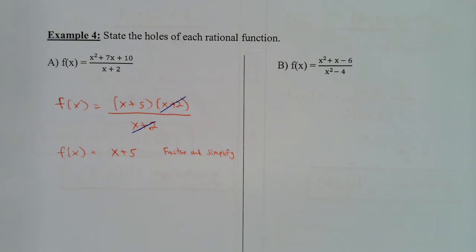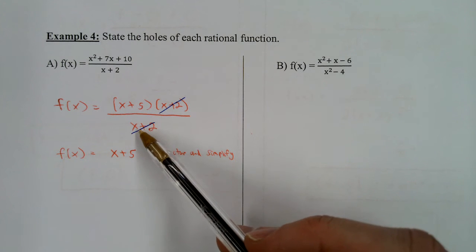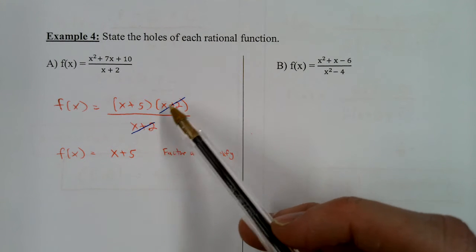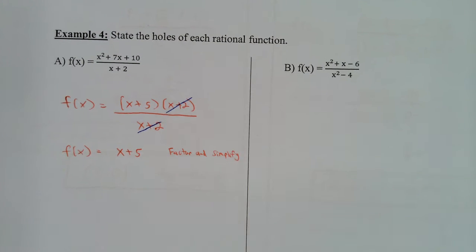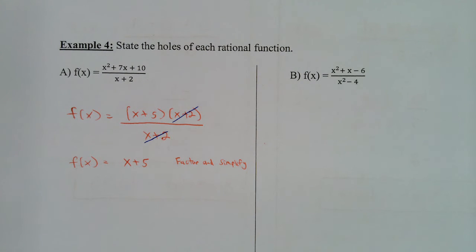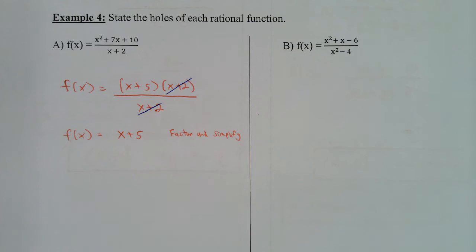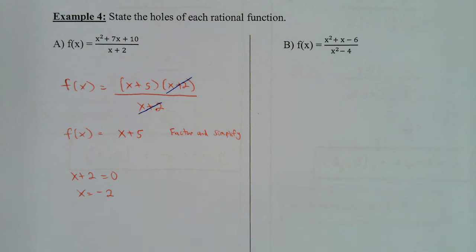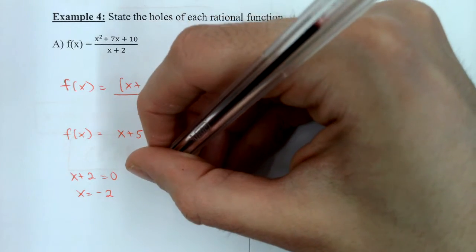Now, we have a hole that's associated with the factors that you canceled out or divided out, okay? So what we do to find the hole is we take our common factor that we divided out and we set it equal to 0. So I take the common factor that I divided out and I do x plus 2 equals 0. That gives me x equals negative 2. That's my hole. Let me jot down what I did there: set common factor equal to 0.